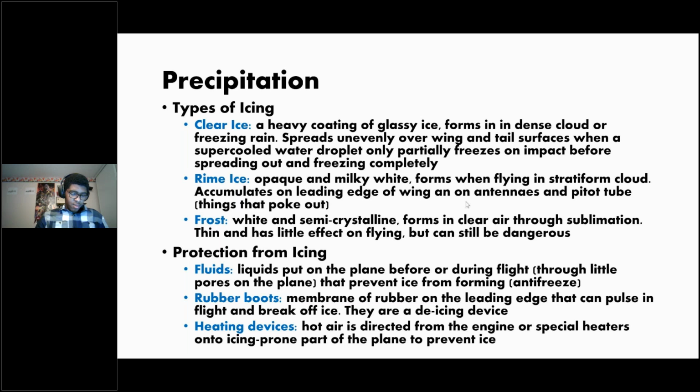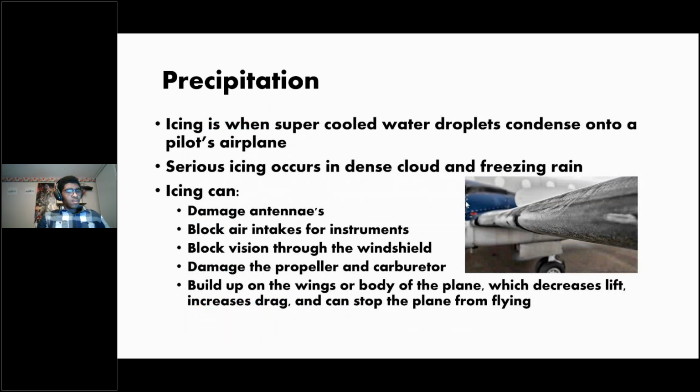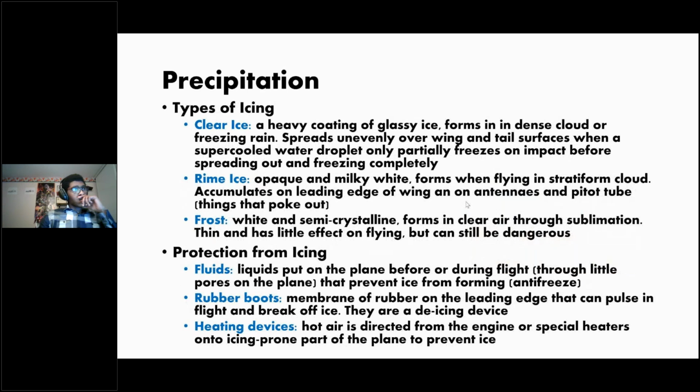And so that's as opposed to rime ice. Rime ice is opaque and milky white in color. So this picture on this last slide, this would be rime ice. That forms when you're flying in a stratiform cloud, so like a stable cloud. And it says in the slide here, it accumulates on the leading edge of a wing and on an antenna. So most things that poke out at the front of the plane, right? Like the first part of the plane to encounter these water droplets.